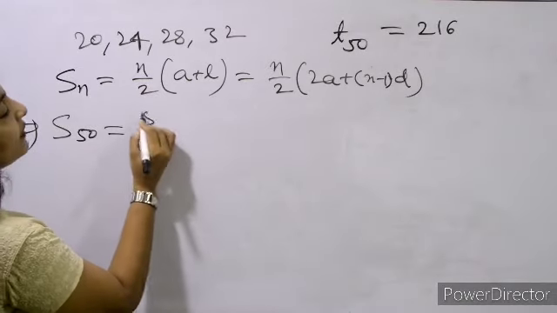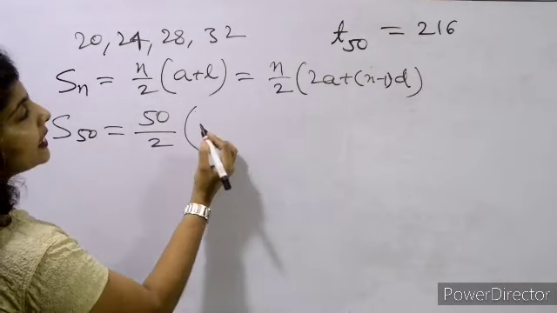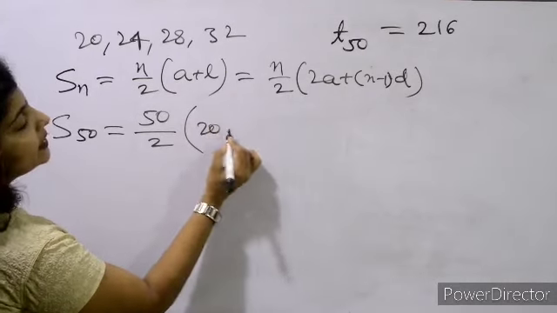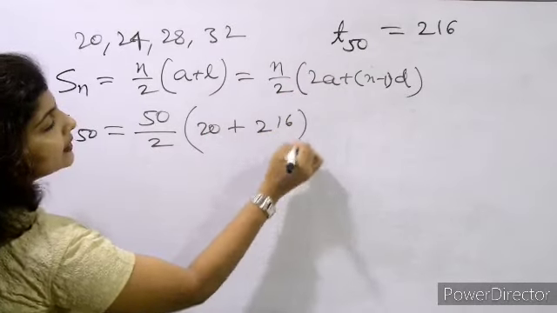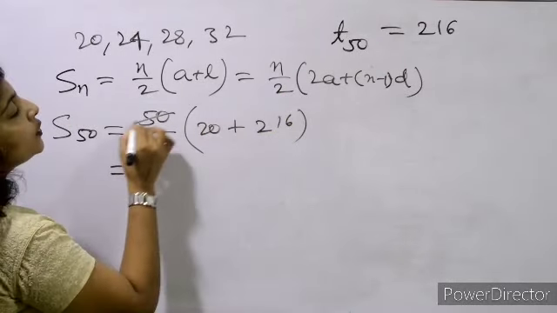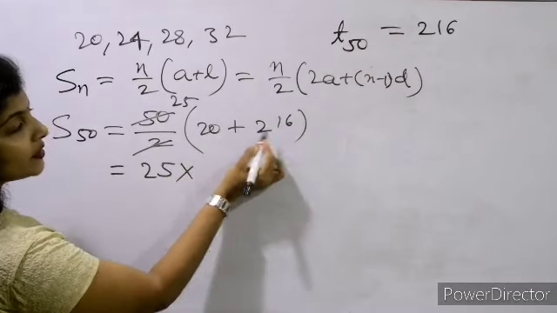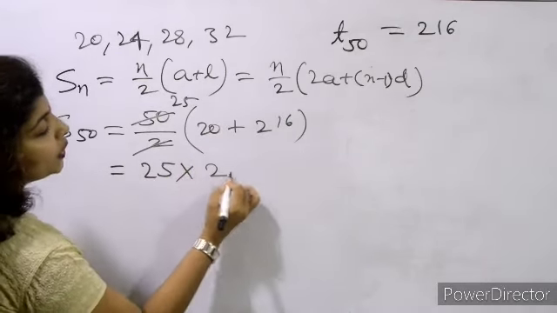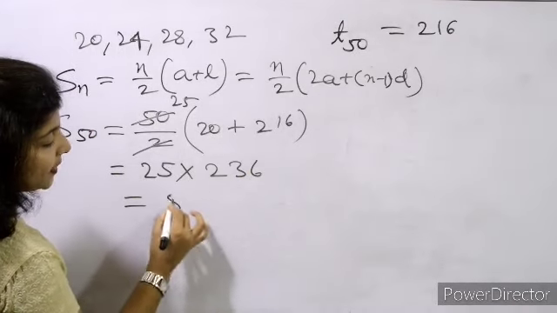So n is 50, divided by 2, multiplied by (a + l). So a is 20 and l is 216. Okay, so it will be 25. So 25 multiplied by (216 + 20), that will be 236. So 25 into 236 will be 5900.